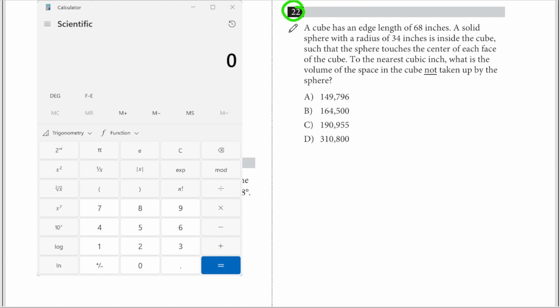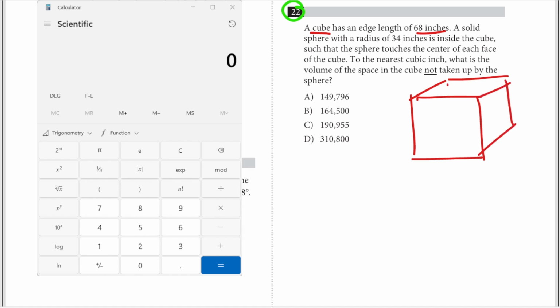So we do have a cube, and the edge length is 68 inches. So here's a cube like that. Now each edge, each side of the cube, therefore, is just 68. So this is 68, this is 68, this is 68. Therefore, the volume of this cube is 68 to the third power. This is just length times width times height.